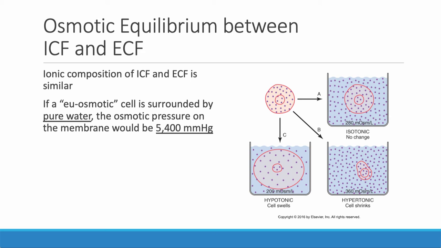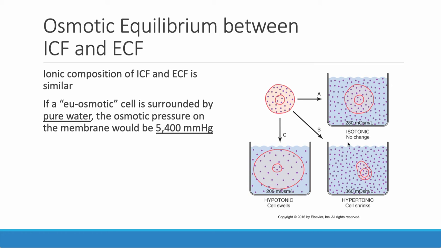So an isotonic solution is one where the concentration of ions is the same in the solution as it is inside the cell. And as a result, there's no movement of water back and forth. And remember, it's water that moves in response to these concentrations of ions. It's the water that moves, not the ions.